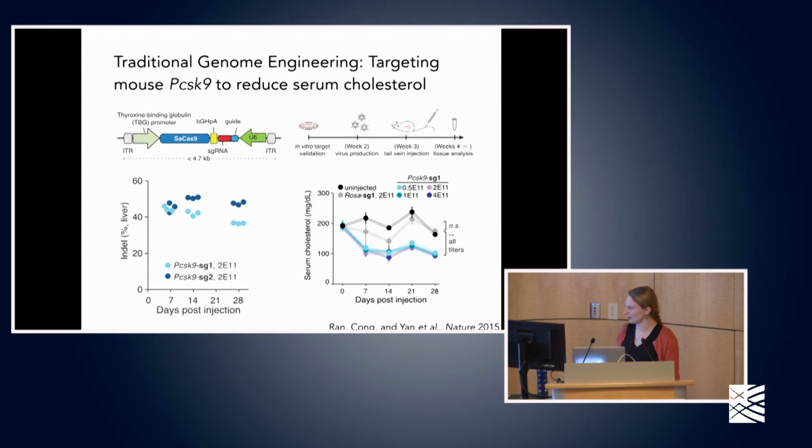And what they found is that 7 to 28 days post-injection, they had about 40% indel efficiency, and so they had quite high activity. And not only did they see indel activity, but this resulted in a phenotypic change in the level of serum cholesterol. So there was a significant drop in serum cholesterol in mice that were treated with SaCas9 targeting PCSK9.